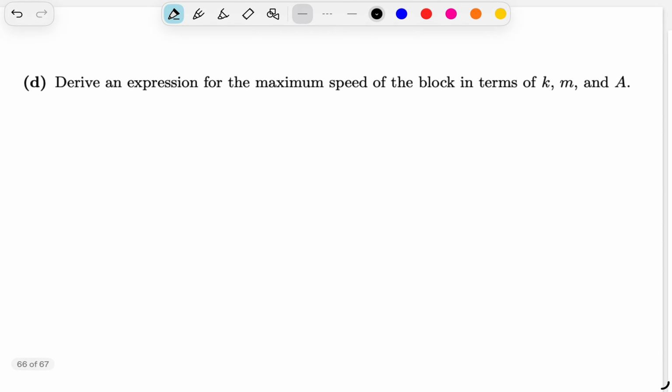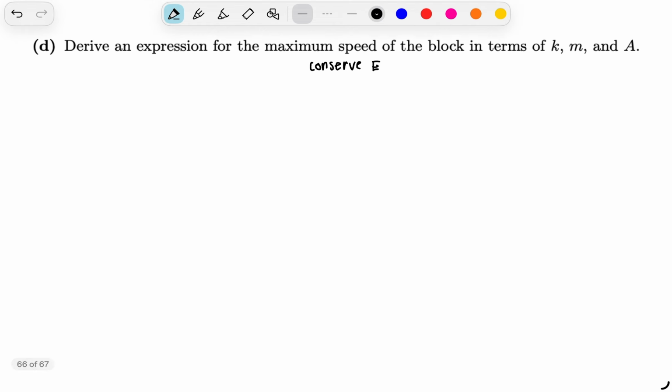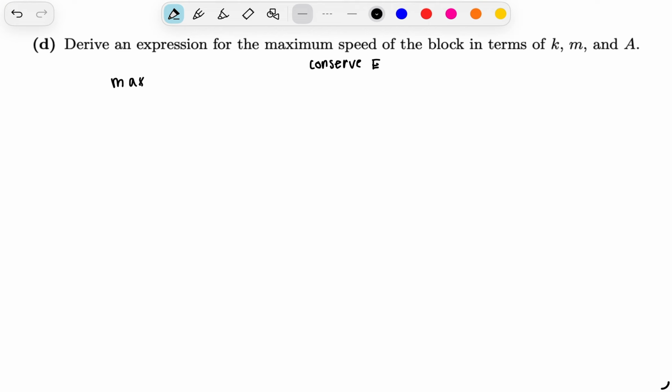Derive an expression for the maximum speed of the block in terms of k, m, and a. We can use conservation of energy because we have no friction and no external forces doing work to take away energy from the system. So let's start with maximum stretch, where x is equal to a. Your initial kinetic energy is 0, and your initial potential energy is 1/2 k a squared.